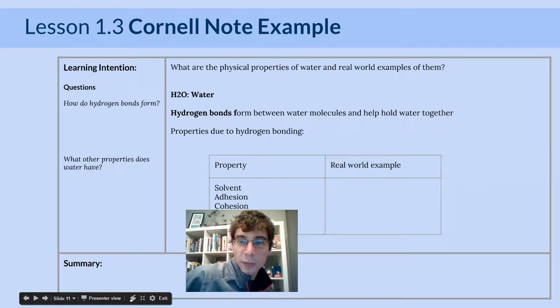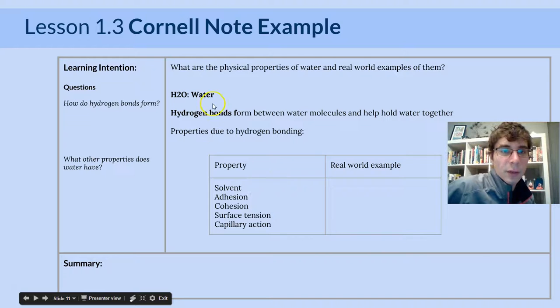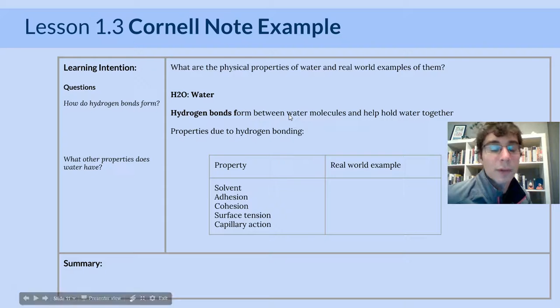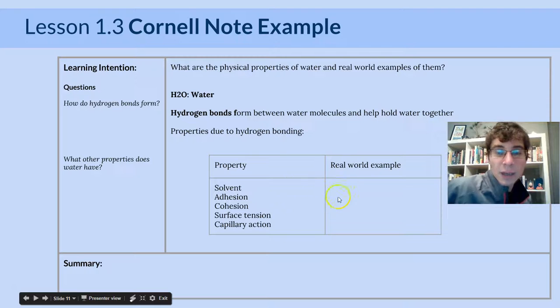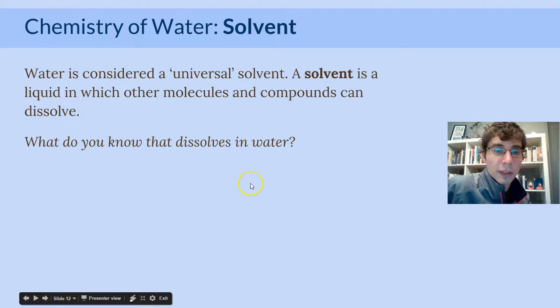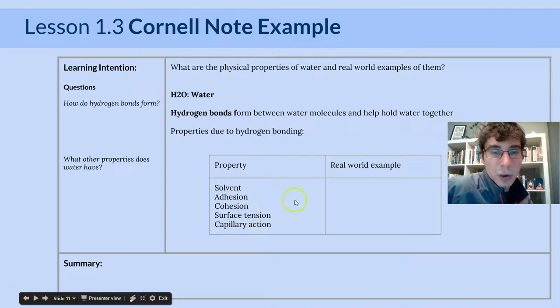At this point, our notebook is going to look something like this. We've got our learning intention. We're going to give it a heading of water, H2O. And then you can write hydrogen bonds form between water molecules and help hold water together. Properties due to hydrogen bonding are listed here. And you can make a little T-chart of the name of the property and then a real-world example. So the properties we have again are solvent, adhesion, cohesion, surface tension, and capillary action.